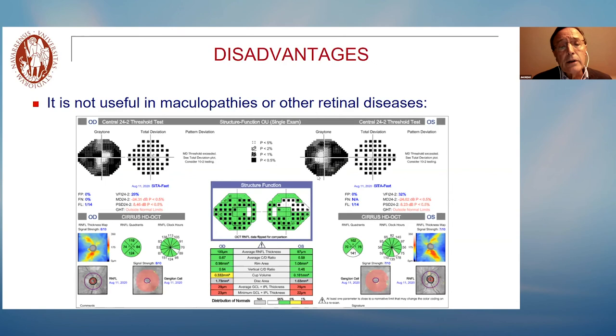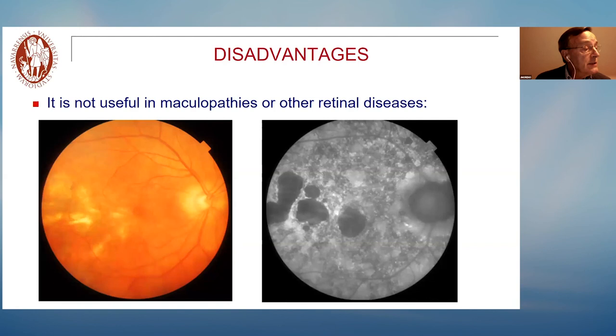Other disagreement is caused by retinal diseases, for example diabetes and other problems. You can see here a completely altered visual field with a normal OCT. It's not a glaucomatous case, it's related to other maculopathies, other retinal disease.